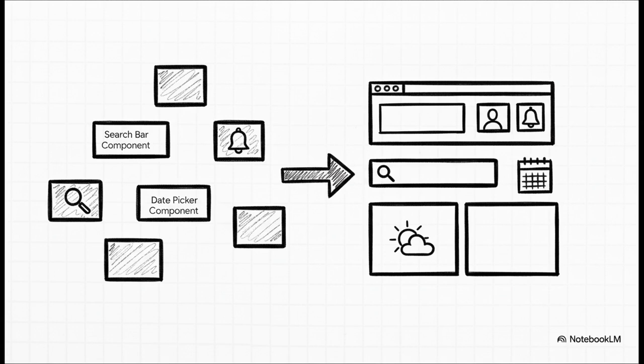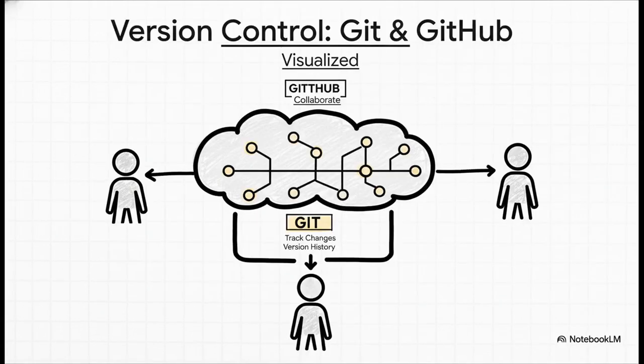A really cool mission for this is to build a weather app that pulls in live data from an API. Okay, as you're building all this cool stuff, you absolutely need a way to save your progress and not lose your mind. That's exactly what Git and GitHub are for.